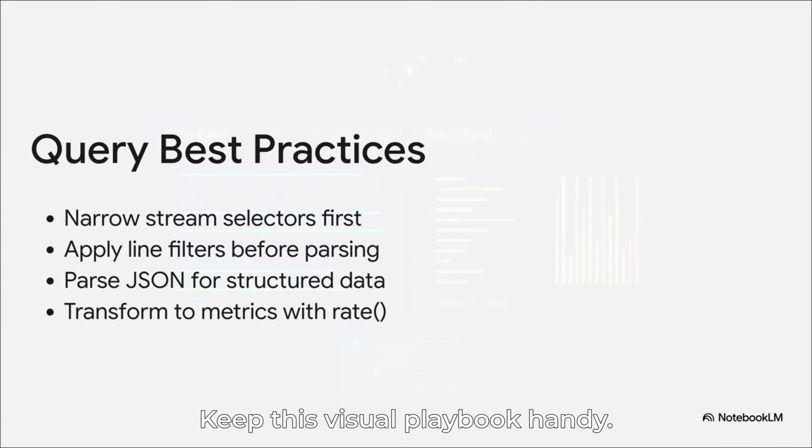Keep this visual playbook handy, make sure you grab the downloadable reference card, and remember, the golden rule: always filter your data early for the fastest results. Maintain strict label discipline. Keep those initial selectors narrow. Run your literal string filters before your parsers, and just extract what you need on the fly.